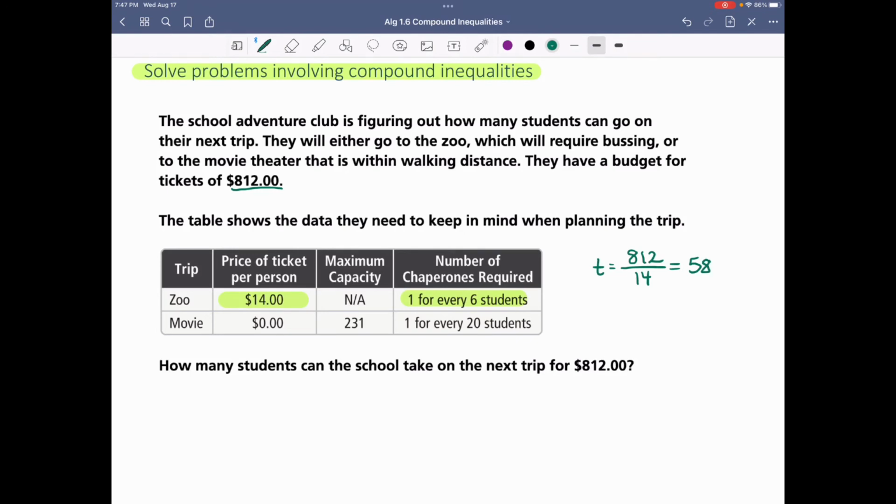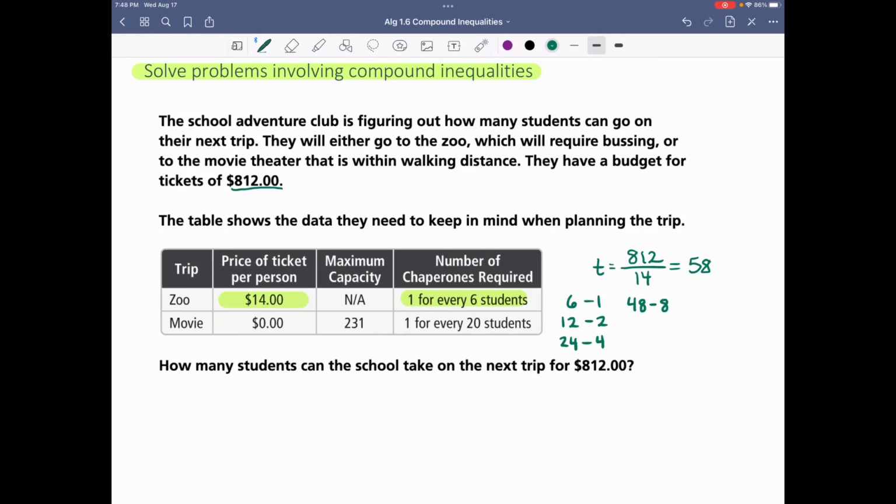Next, we have to account for the chaperones. So if we can have 58 tickets, we also have to buy them for the chaperone. So for 6, we have 1 chaperone. That means we would need 7 tickets. For 12 students, we would need 2 chaperones and 14 tickets. For 24, we would need 4 chaperones, which would be 28 tickets. So I'm just going to keep going. I'll double that. 48 students, we would need 8 chaperones.